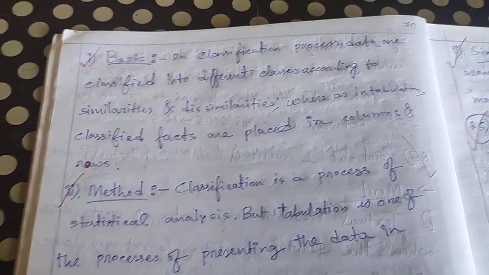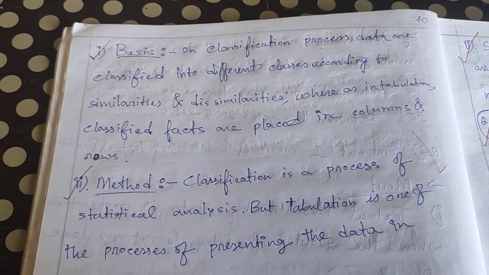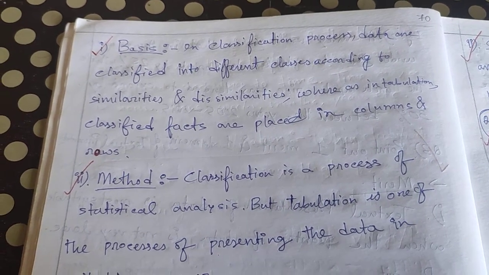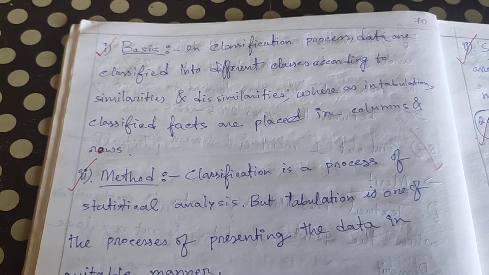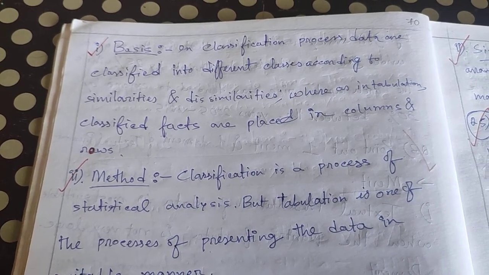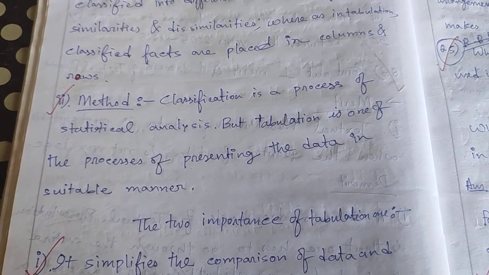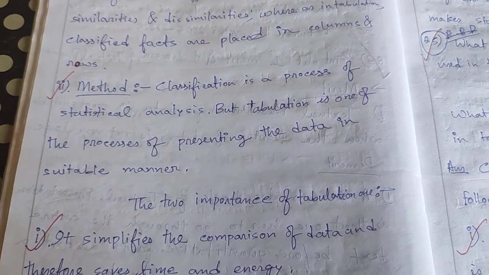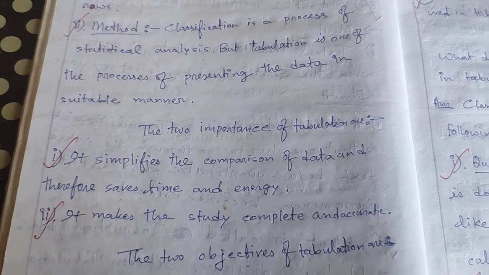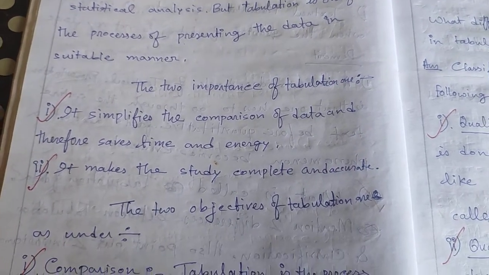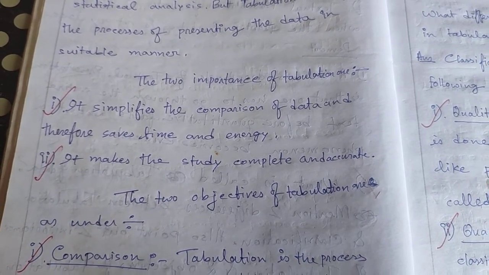প্রথমটা হলো বেসিস। নাম্বার 1, বেসিস, ইন ক্লাসিফিকেশন প্রসেস ডাটা আর ক্লাসিফাইড ইন্টু ডিফারেন্ট ক্লাসেস অ্যাকর্ডিং টু সিমিলারিটিস অ্যান্ড ডিসিমিলারিটিস, সেমিকোলন, হোয়ার অ্যাজ ইন টেবুলেশন ক্লাসিফাইড ফ্যাক্টস আর প্লেসড ইন কলামস অ্যান্ড রোস। Number 2, দেখো, on the basis of method. Classification is a process of statistical analysis, but tabulation is one of the process of presenting the data in the suitable manner.